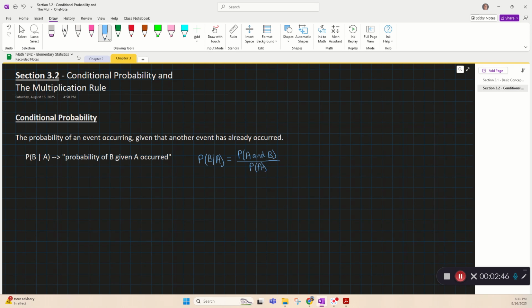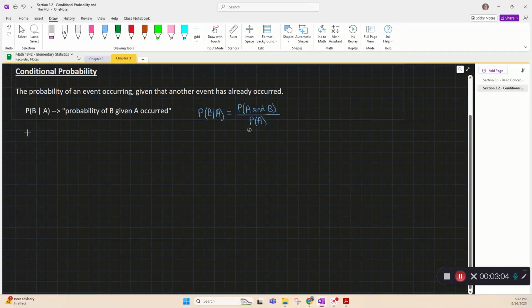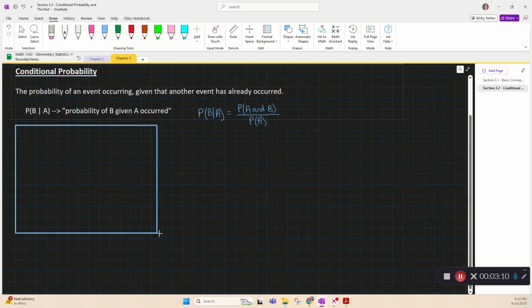Like, well, how did you know to put A on the bottom? The reason we put A on the bottom is we know that A's already occurred. So I want to find the chance that they both occur. You're like, huh, what? This still doesn't make sense. Let's draw a picture. I like pictures, especially when they have pretty colors.